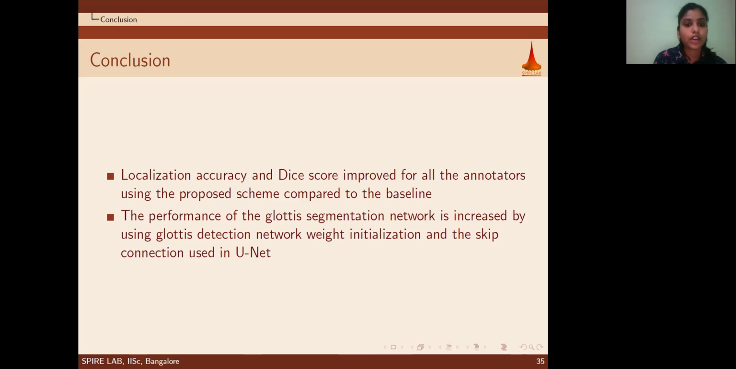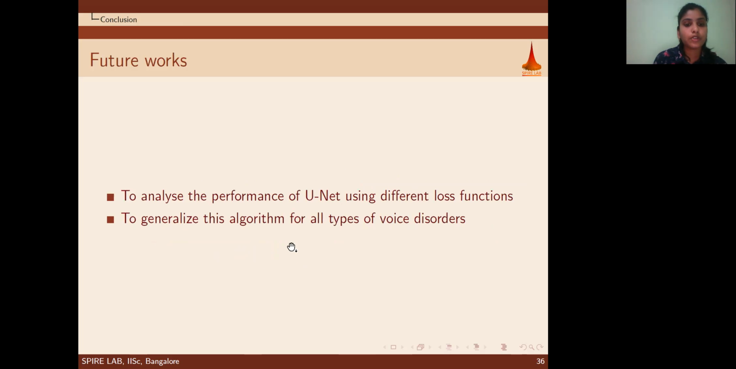With this, I am going to conclude our work. It is observed that the localization accuracy and dice score are improved for all annotators using the proposed scheme compared to baseline. And the performance of the glottis segmentation network is increased by using glottis detection network weight initialization and the skip connections used in the U-Net. As part of future work, we want to improve the performance of the U-Net using different loss functions. Furthermore, we would like to extend this algorithm for all types of voice disorders.